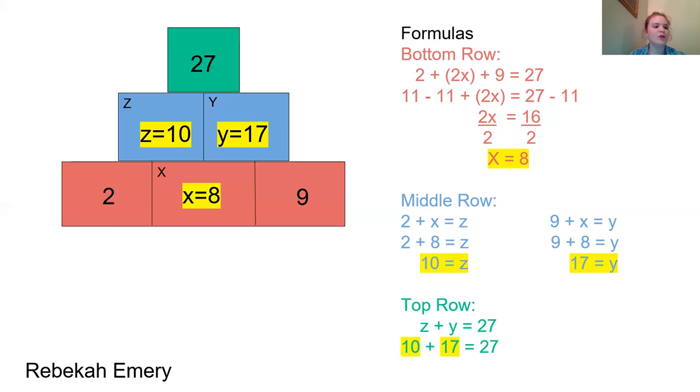Finally, you can check your work to see if your answers are correct by adding z and y together. Z equals 10, y equals 17, 10 plus 17 equals 27. Our answer is correct and our equation is complete.